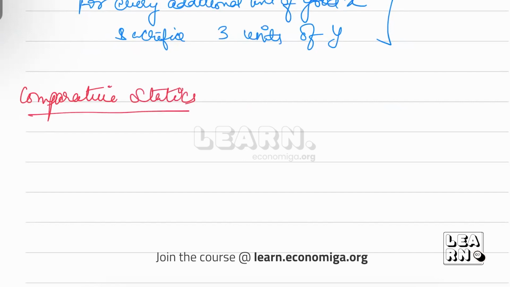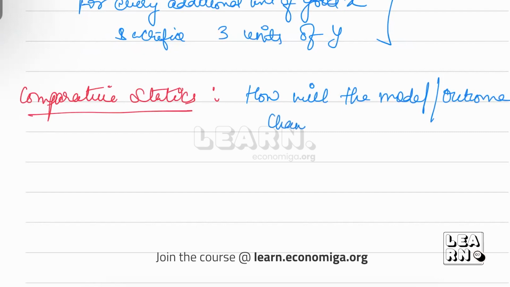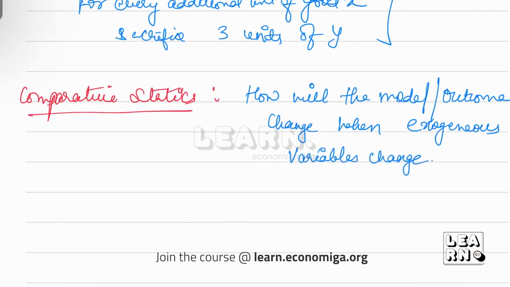So in economics, microeconomics, throughout, we always deal with comparative statics. It allows us to see how the model will change, how the outcomes of the model will change when the exogenous variables change. Right. So what are exogenous and endogenous variables? Endogenous are the ones which we are determining, which are our key variables. Exogenous are the ones that are given to us externally.